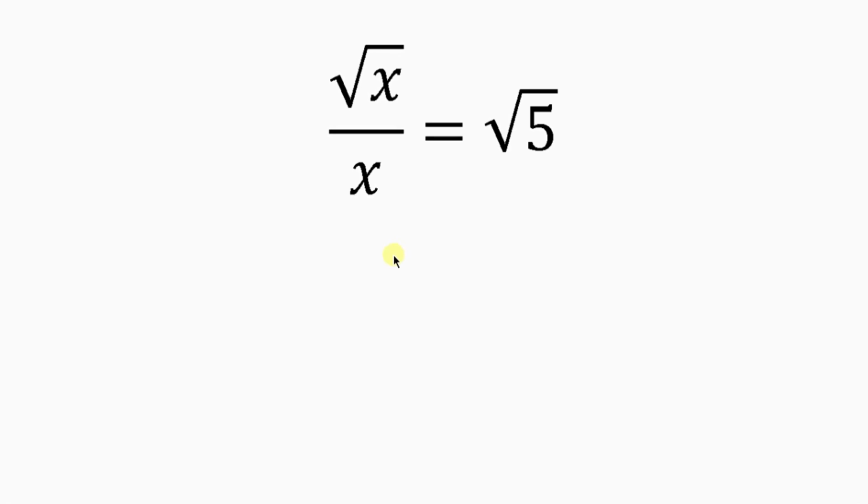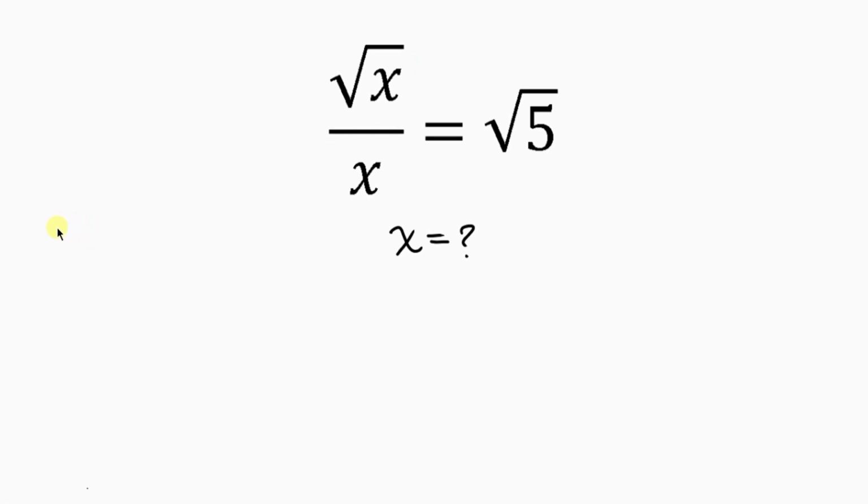Let's solve this math question that says find the value of x for which the square root of x all over x is equal to the square root of 5. Well, our first step will be for us to cross multiply. But first, I'm going to be expressing the right hand side as a fraction.